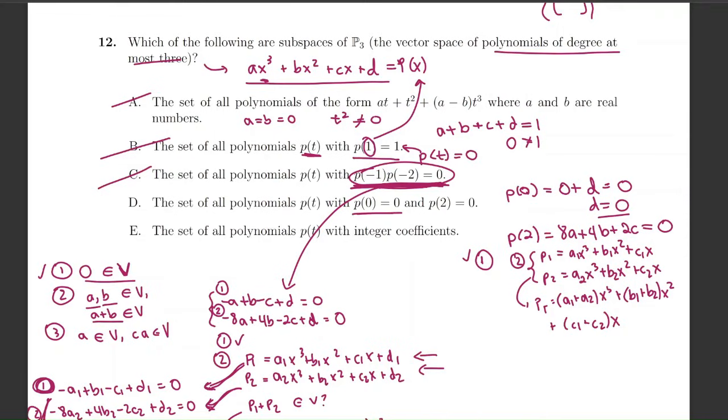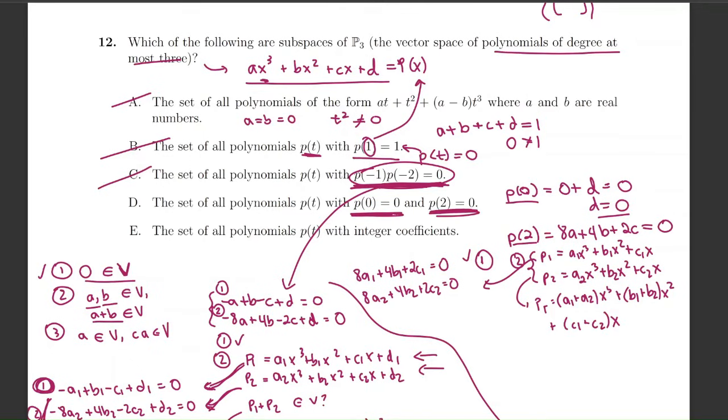Okay, so we know that p1 and p2, we've defined them such that they're in this set. So they satisfy p of 0 equals 0 and p of 2 equals 0. So the constraint for that means that, let me write this over here, I'm running out of room. The constraint for p1 is that 8a1 plus 4b1 plus 2c1 equals 0. And for p2, the constraint is that 8a2 plus 4b2 plus 2c2 equals 0. This is because each needs to satisfy both constraints. So we have these constraints, and now we're checking if pt also satisfies these constraints.